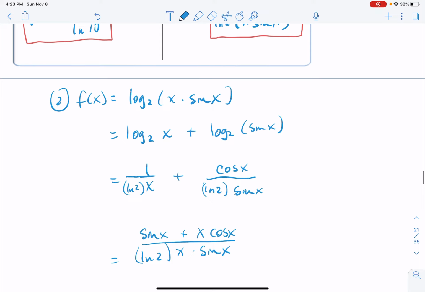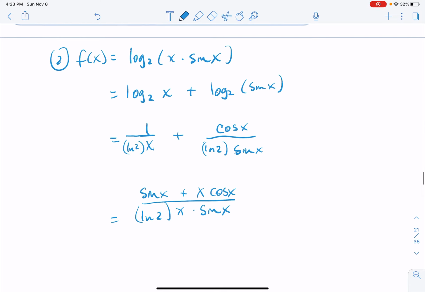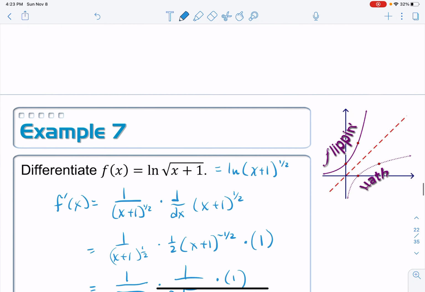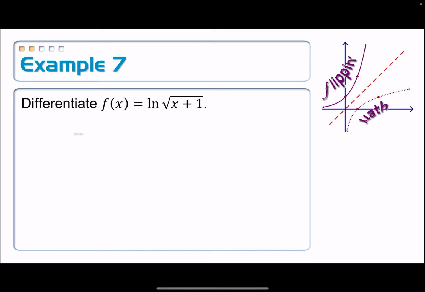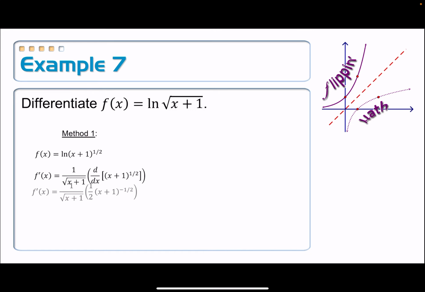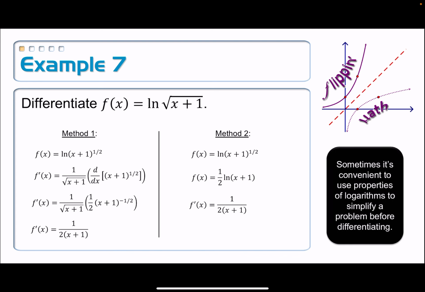Well, on that one, I'm not entirely convinced that that method was necessarily shorter, but on this one, it certainly was. So back over here on the slideshow, a little summary of this. Here's that first method. Here's that second method. Definitely a lot more elegant. And then here it is, just kind of summarized. Sometimes it's convenient to use some properties of exponents to simplify a problem before you differentiate.